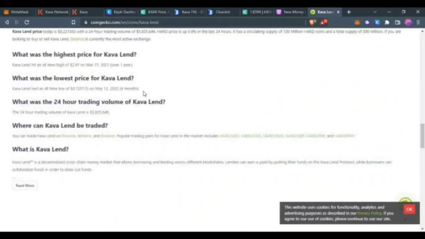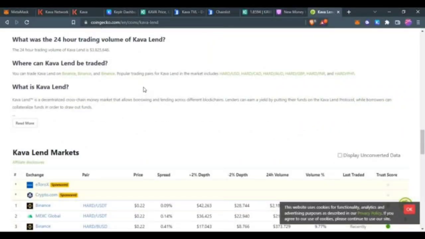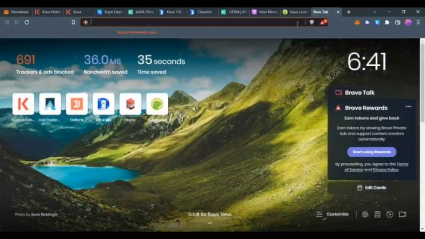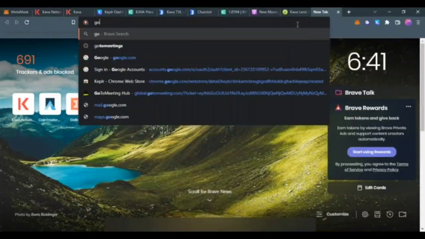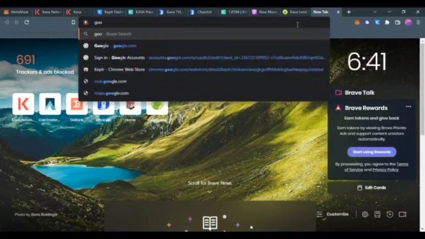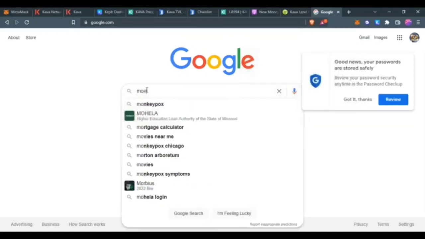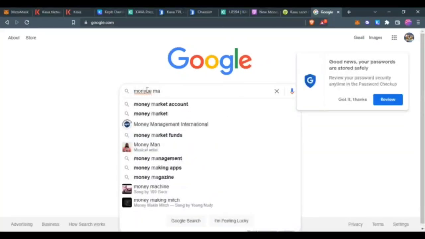Now, the Hard or Kava Lend protocol is a decentralized cross chain, meaning you can go from one chain to the next, money market that allows borrowing and lending across different blockchains. A money market, for those that may not know, even though I've covered this a couple of times, let me just go to Google because they give the best explanation when you search it.